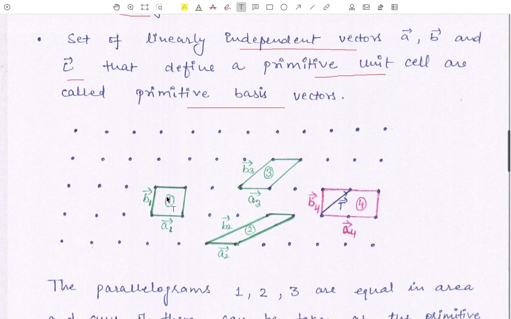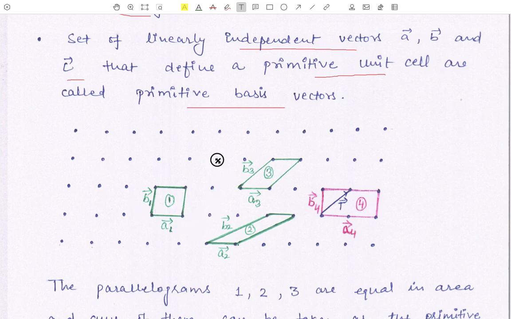Let it be. It must have a smallest or minimum area. Now, one more thing to be a primitive cell: these vectors, a1 vector and b1 vector, must be linearly independent vectors, and with the help of these vectors the complete lattice structure can be regenerated.